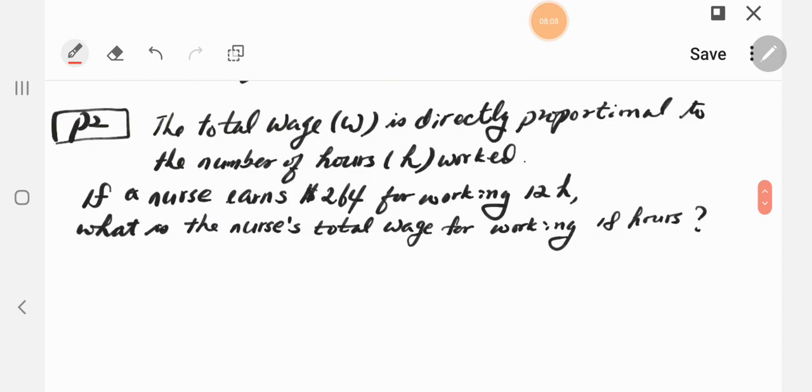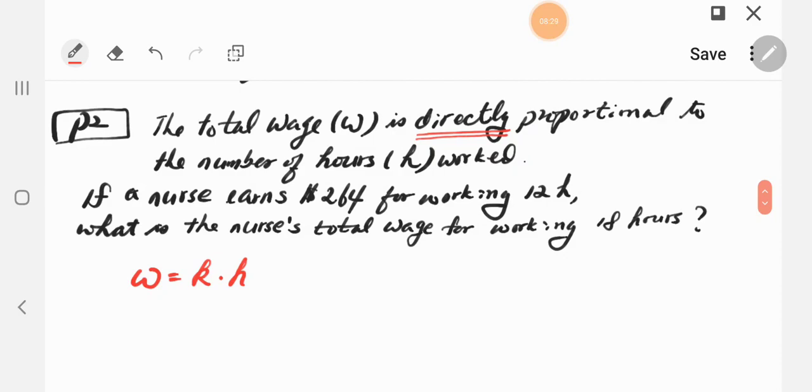All right, the total weight of a nurse is directly proportional. Directly, so this is a direct variation. Directly proportional to H. So we can write an equation: W is K times H. H represents the number of hours worked.